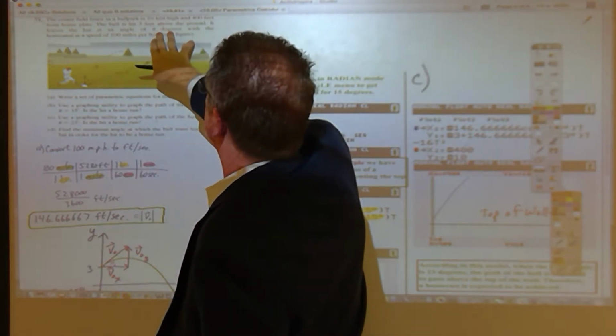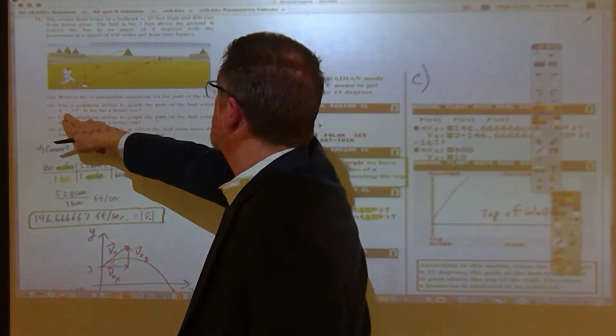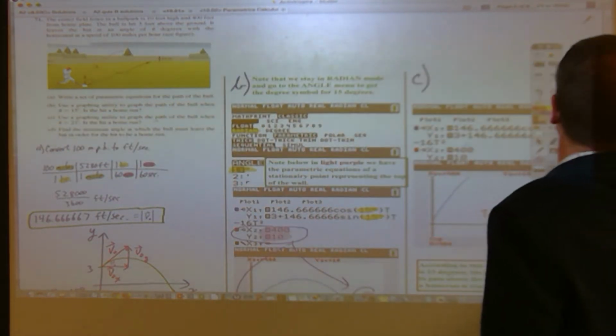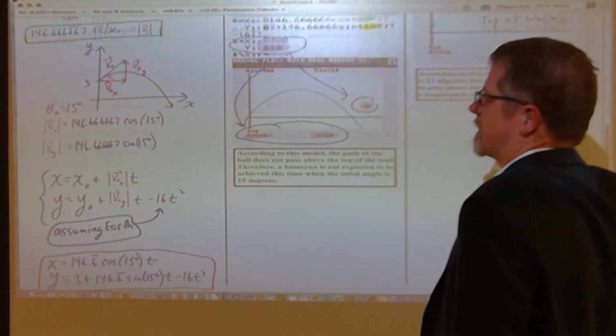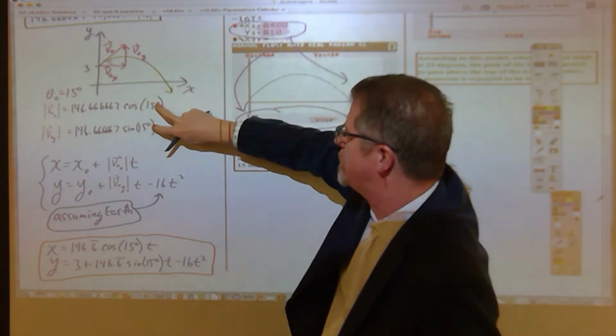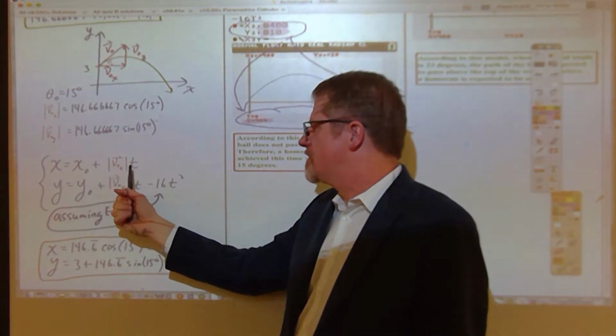The ball leaves the bat at an angle theta degrees, and then they tell you to use theta equals 15 degrees. Wait, so in general it'd be theta, but I just skipped to part B where it said 15 degrees. Oh, okay, because that's the first one that we actually use 15 degrees. So you have to start somewhere.